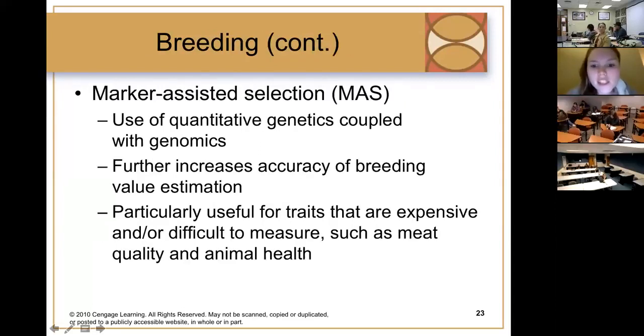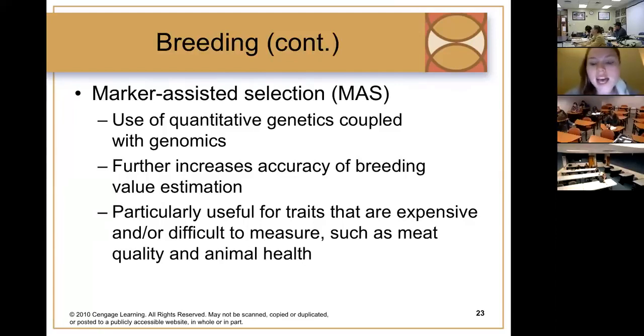Marker-assisted selection, or MAS, is another tool that people can use for breeding. That's basically the use of quantitative genetics coupled with genomics. It gives you more accuracy in the estimation of your breeding value. So it's really useful for traits that are very expensive or difficult to measure.